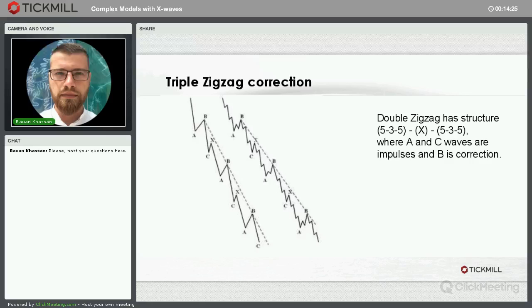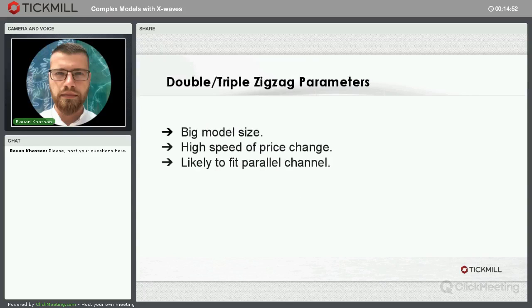So here you see a similar concept of triple zigzag. In fact, it stays basically the same. It has several zigzag models which are independent from each other and are connected thanks to X waves again. The logic behind the double and the triple zigzags is the same. So let's learn what parameters they have.